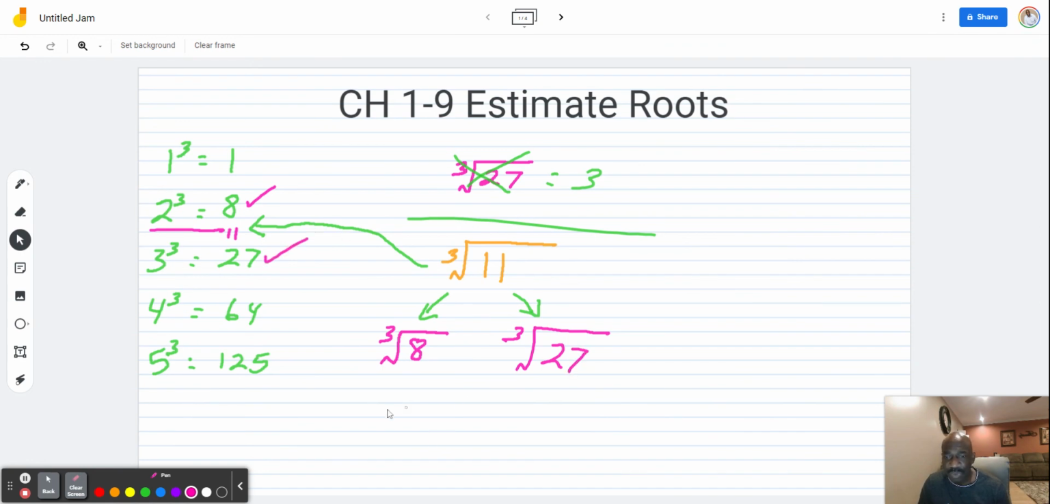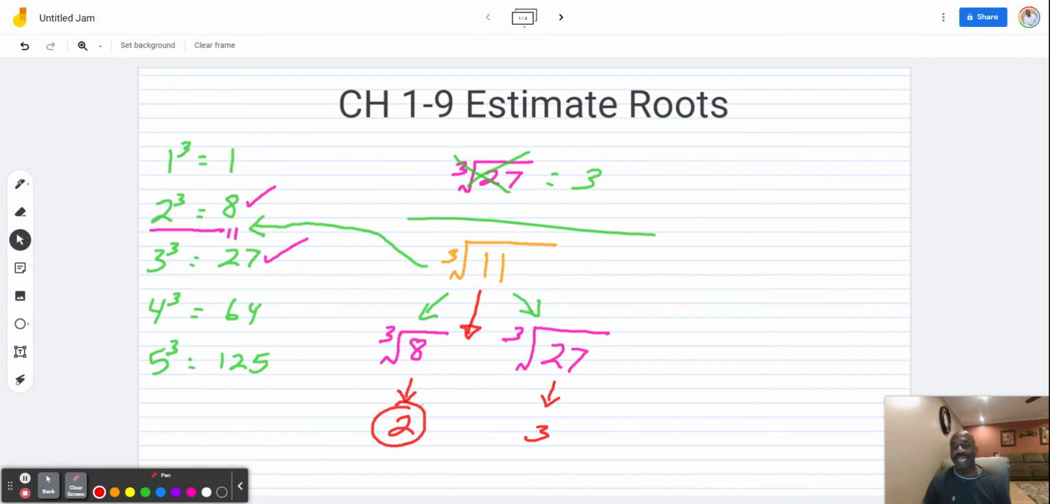All right. So I know that the cube root of 8 here is 2, and the cube root of 27 is 3, and the cube root of 11 is in between 8 and 27. So is the cube root of 11 close to the cube root of 8, or is the cube root of 11 close to the cube root of 27? Obviously, 11 is closer to 8 than it is to 27. Therefore, my answer is 2.